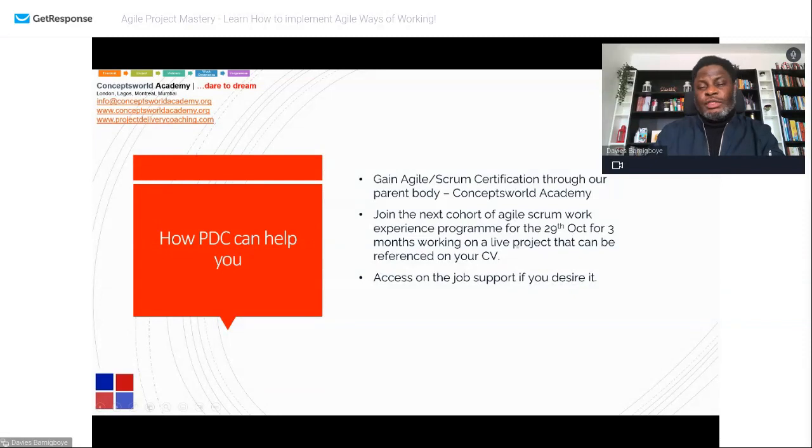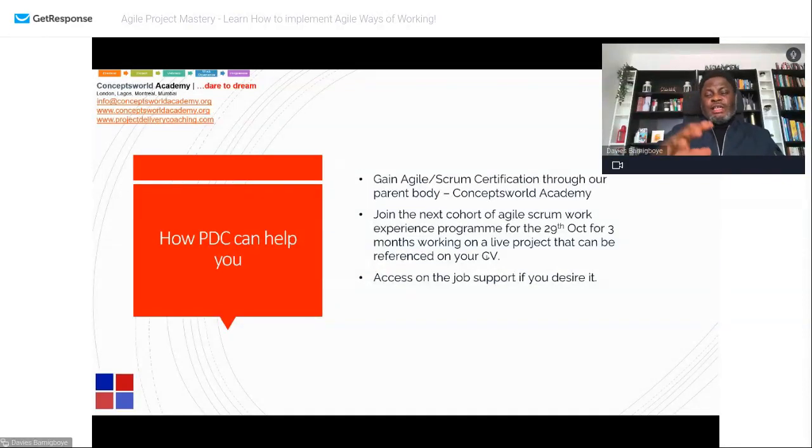You work on a live project that you can put on your CV. You'll be coached on how Scrum works. You'll be coached on how to answer interview questions. You'll be coached on how to make sure your CV rises above the stack. You'll be coached on how to manage a project because you're going to be working on a live project with other people. It will help to build your confidence.